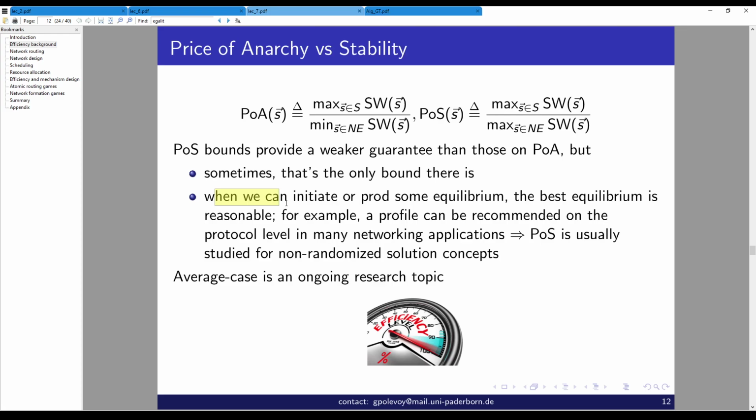And sometimes this can be recommended at the protocol level in many applications. So it's reasonable to study the price of stability. But there is no need to say what happens if we randomize, because again, it's not like a safety bound. It's something we speak about for a concrete recommended state, so it's usually not studied for randomized solution concepts. It's usually studied for non-randomized solution concepts.